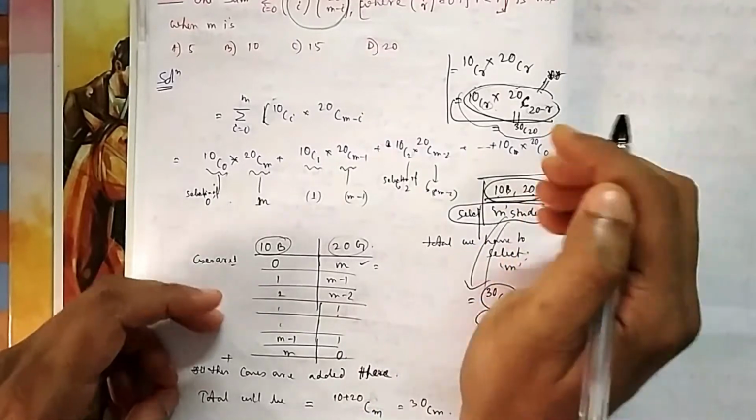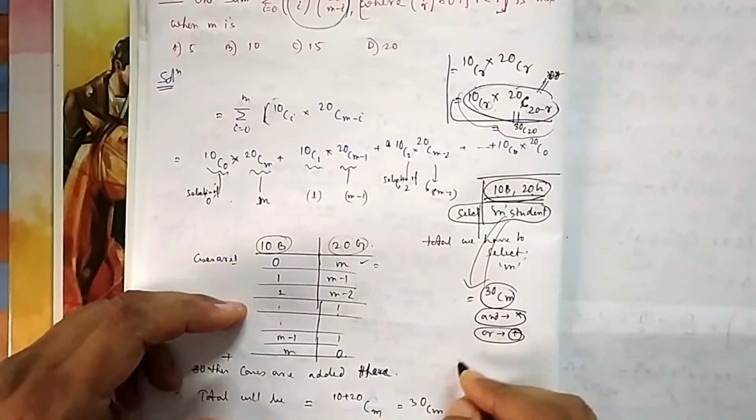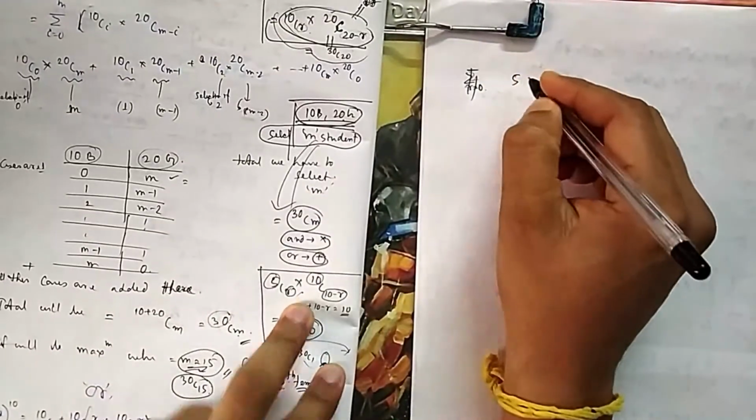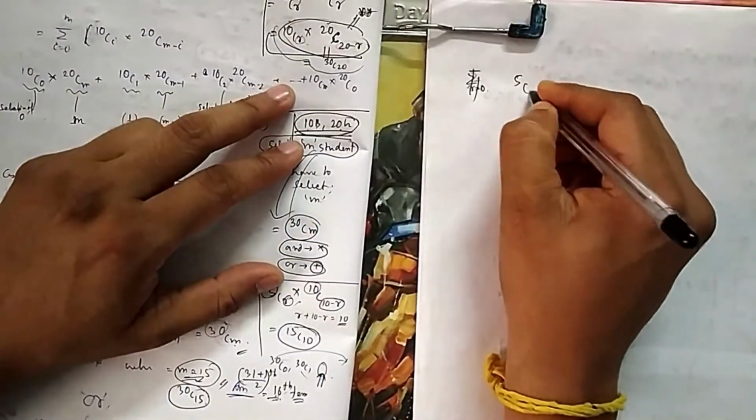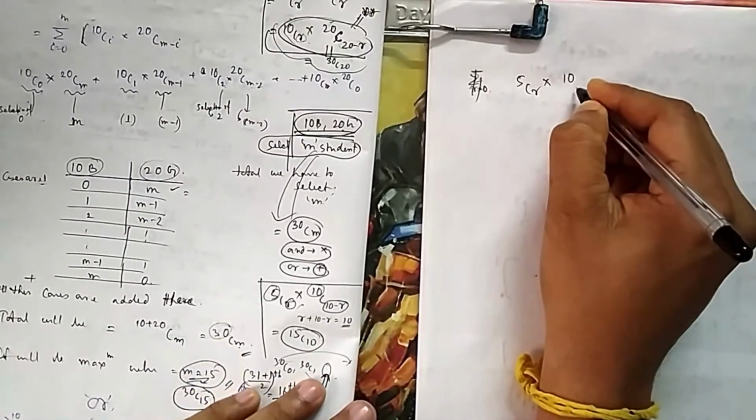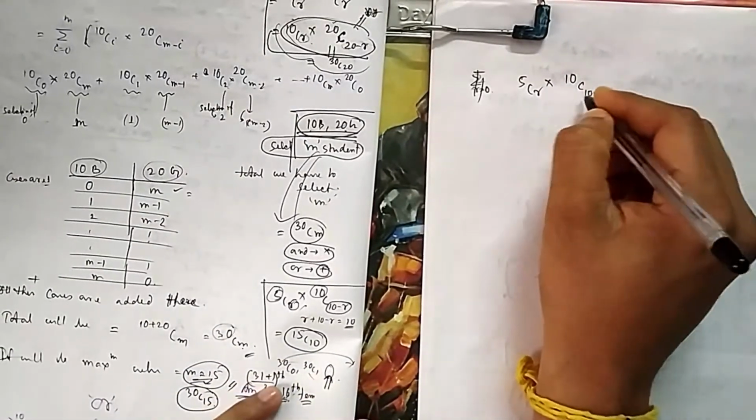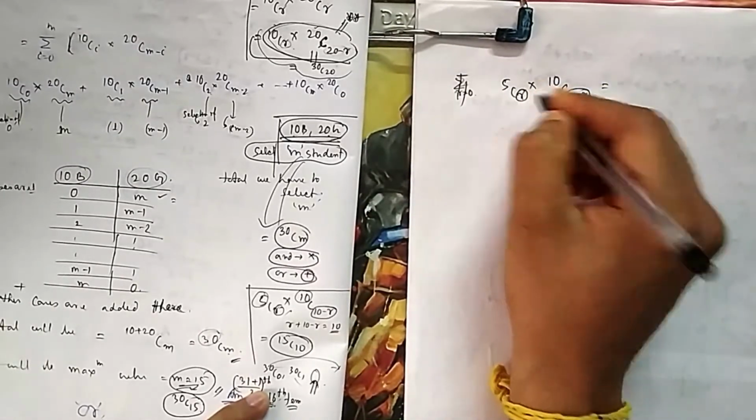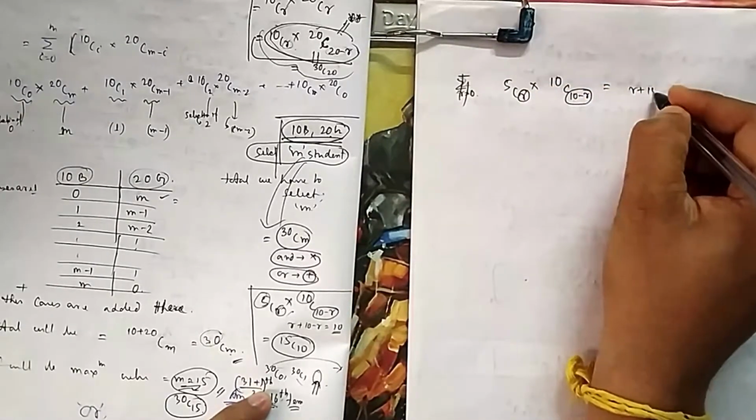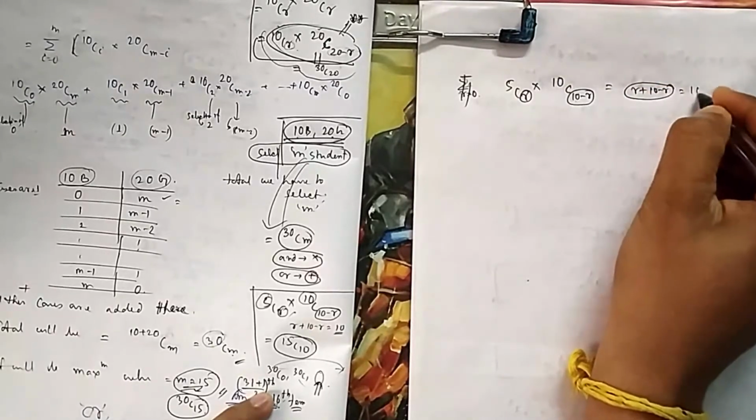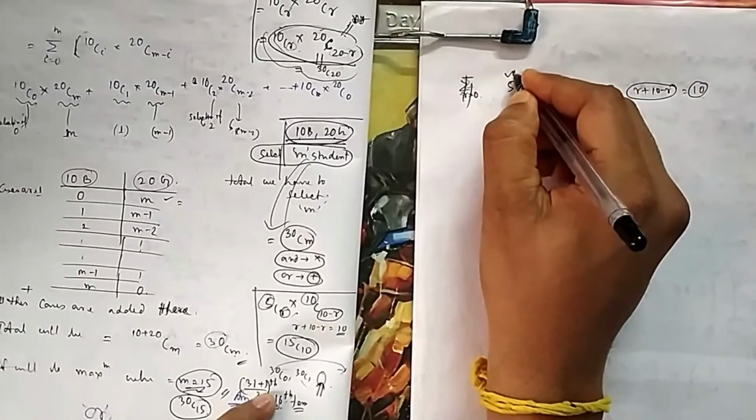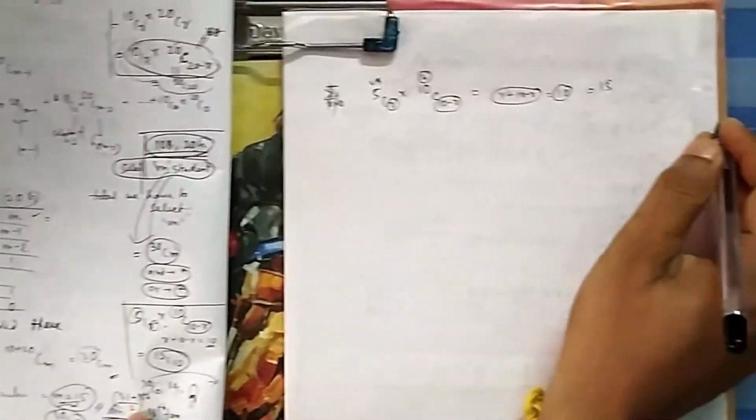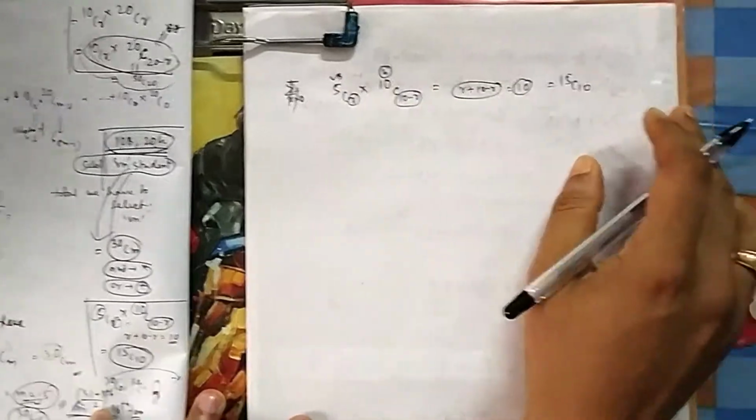We will find what is the maximum. Now I am writing this one. Let me give some more examples. Suppose there are 5CR multiplied by 10C(10 minus R). It can be 7 minus R, 8 minus R. That means you are selecting R from here, and 10 minus R from here. So you are selecting 10 out of 5 boys, suppose, and 10 girls. So out of 15 you are selecting 10. So the answer of this one will become 15C10.